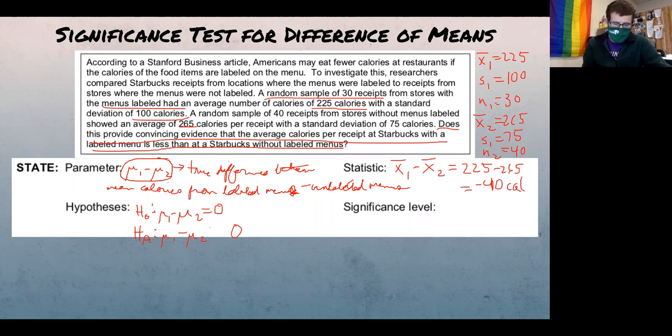All right, since we decided that mu sub 1 equals the calories from a restaurant with menus labeled, we want that to be lower, so we want 2 to be bigger if this hypothesis is true. Therefore, when we subtract 2 from 1, it will be less than 0. Okay, and the significance level here, what are we going to go with? Trusty old 0.05.